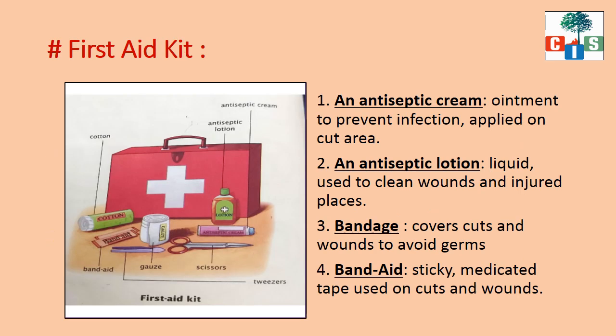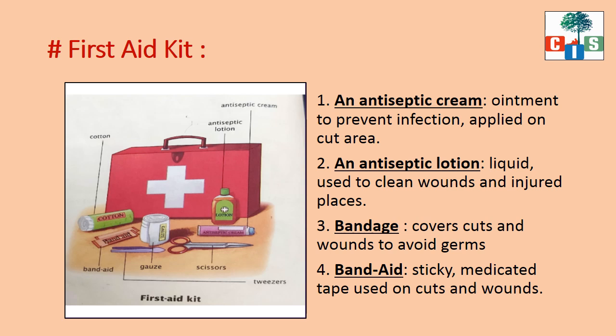Now, what is the first aid kit? A box which contains important things is the first aid kit. So ideally our first aid kit should contain items like cotton, band-aid, gauze, scissors, antiseptic lotion and antiseptic cream. Let's see what is the function of each one of them.